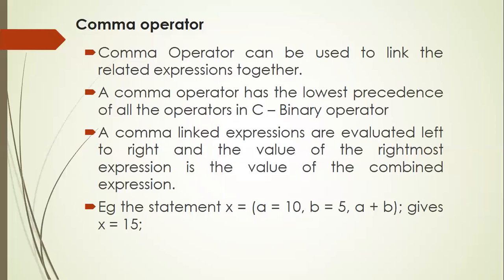So here we have three expressions: a equal to 10, b equal to 5, then a plus b. The first expression, a equal to 10, is executed. That means 10 is assigned to the variable a, then 5 is assigned to the variable b. The third expression can be evaluated only after executing the previous two. So a value is 10 and b value is 5, which means it becomes 15. So now x value will be 15.